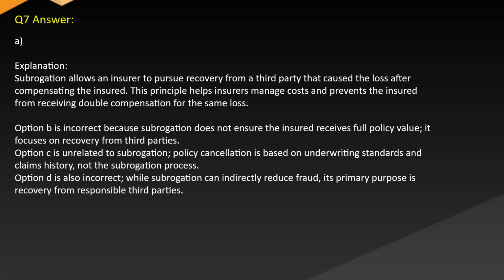Option C is unrelated to subrogation. A policy cancellation is based on underwriting standards and claims history, not the subrogation process. Option D is also incorrect. While subrogation can indirectly reduce fraud, its primary purpose is recovery from responsible third parties.